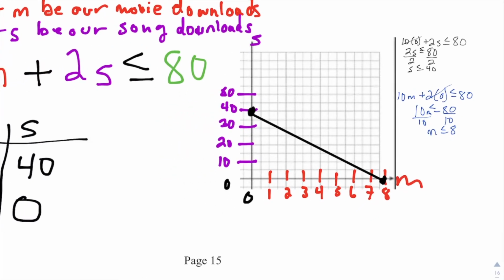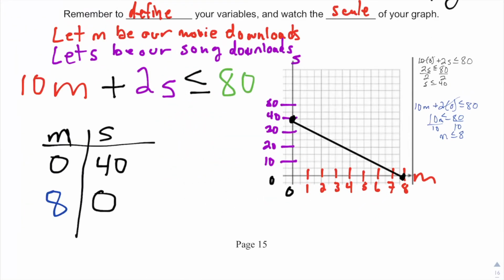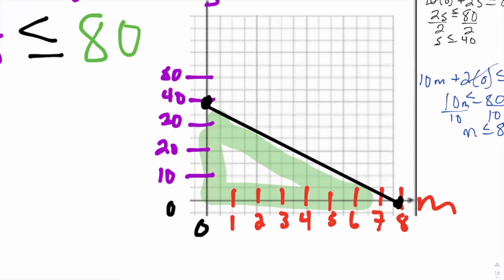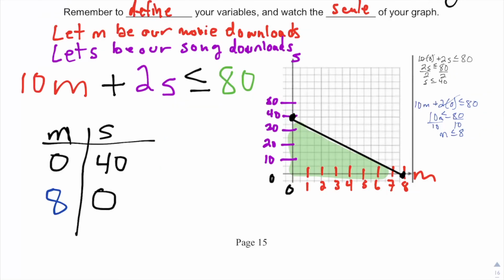Because it says 10m plus 2s is less than or equal to 80, that means I can't go over that line. All of my solutions, or all of my possible ways to download songs and movies and stay under my budget, are all going to lie underneath this line right here. And you can always test it by grabbing a point. Let's say we do 2 movies and 20 songs and see how that works.